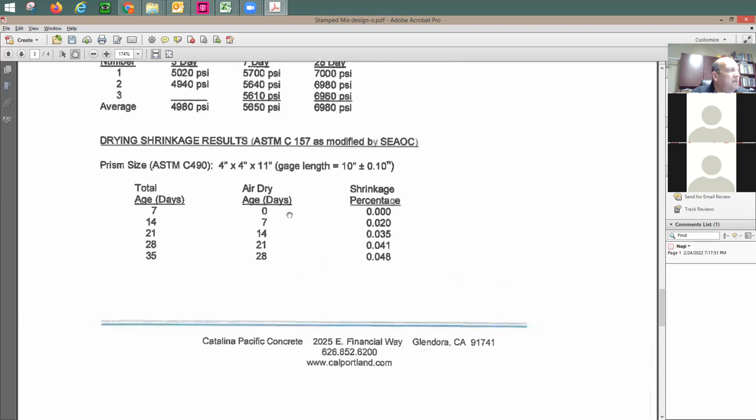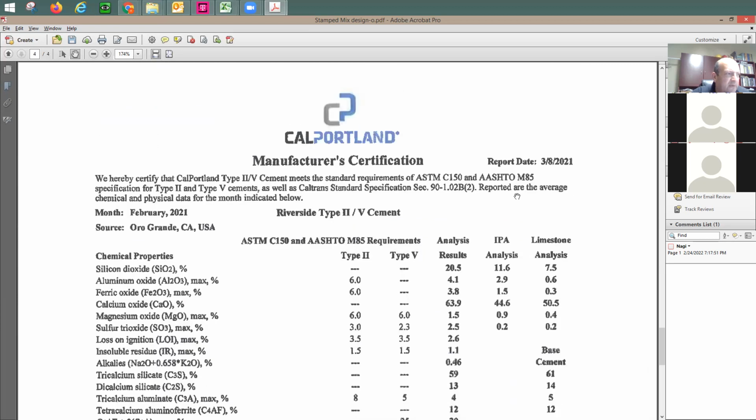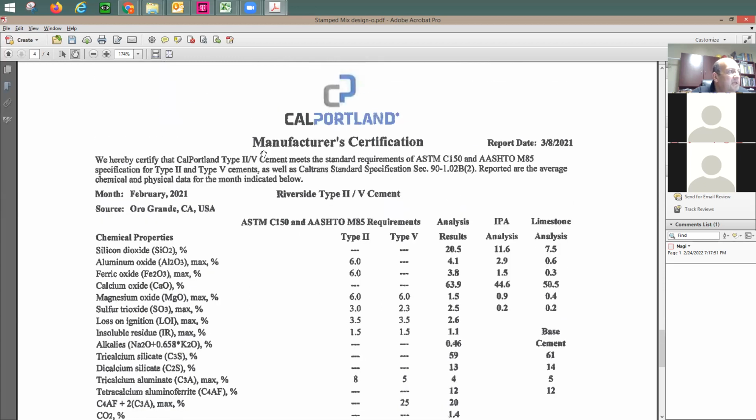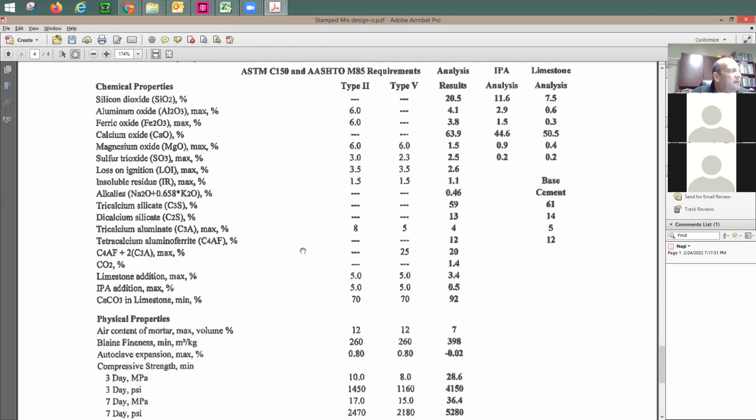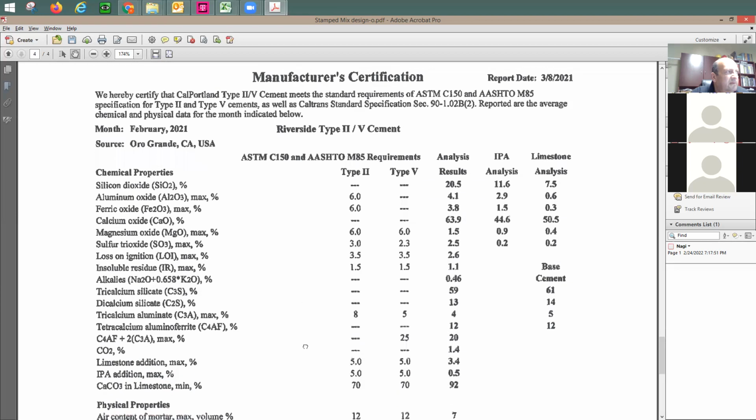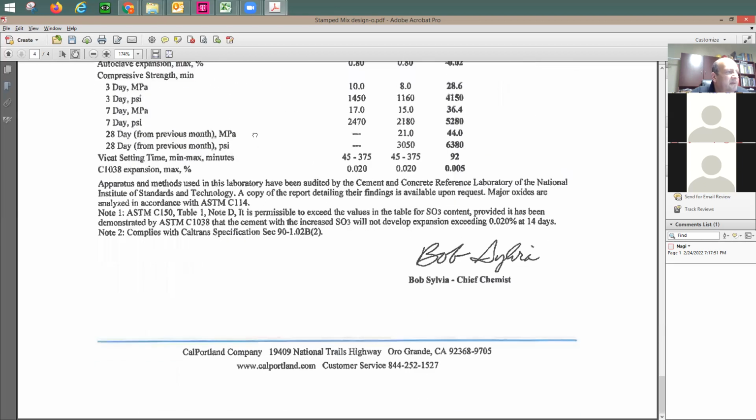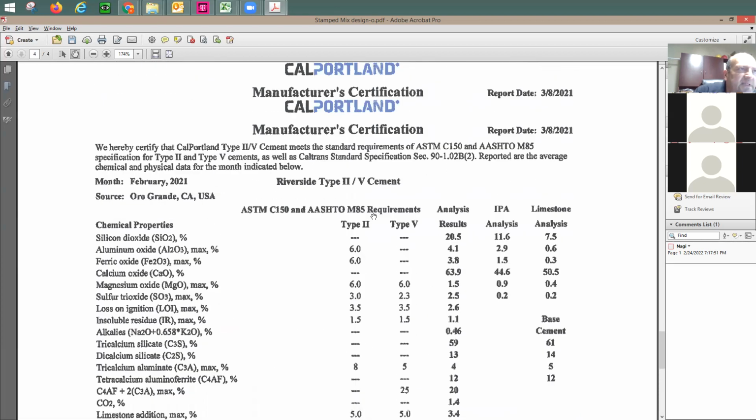They tell you exactly the drying shrinkage. We're going to be going through shrinkage and creep today. They give you the amount of shrinkage, right? So that you know if this is going to be acceptable to your design or not. And they give you lots of other information. They give you all the chemical composition for the cement. I mean, you have the entire submittal here.